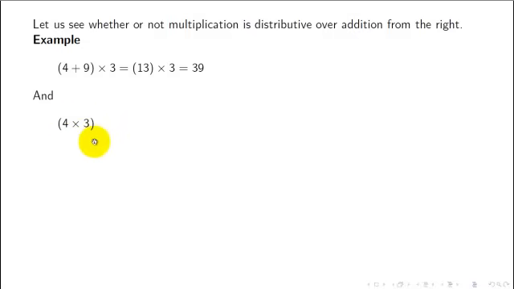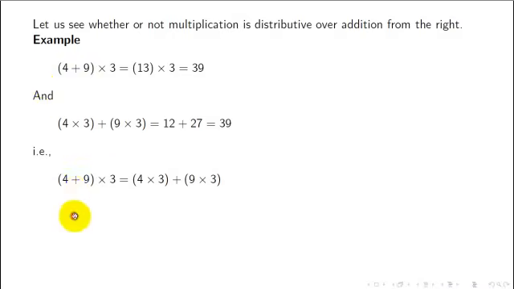4 × 3 + 9 × 3. Why? Because 4 multiplied by 3, plus this one, 9 multiplied by 3, will be equal to 12 plus 27, which is equal to 39. These two numbers are equal. So these two expressions are also equal. That is, (4 + 9) × 3 equals 4 × 3 + 9 × 3.